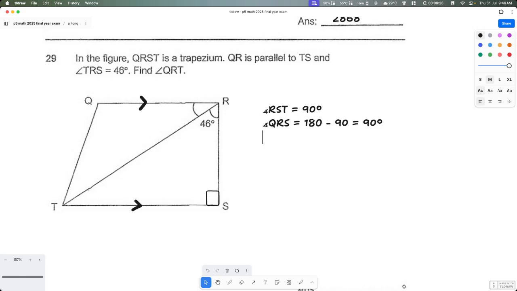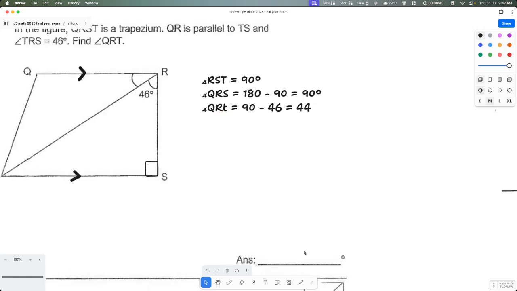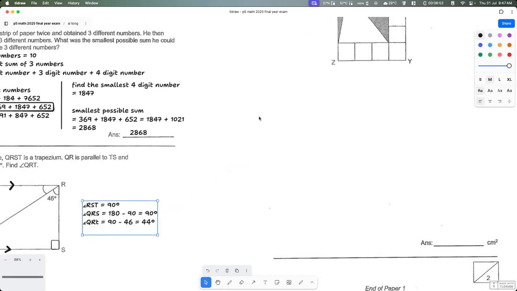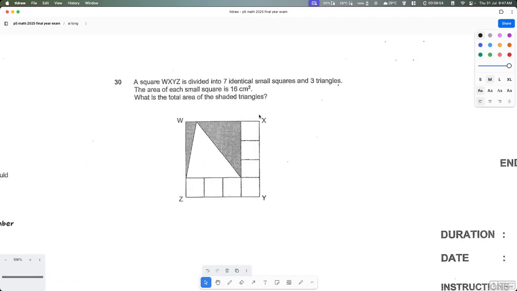All right, so that means angle QRT is equal to 90 minus 46. This will give us 44. And that's the answer, right? So the answer to this is 44 degrees. All right, let's move on to question 30.